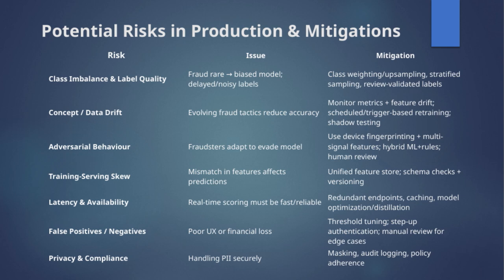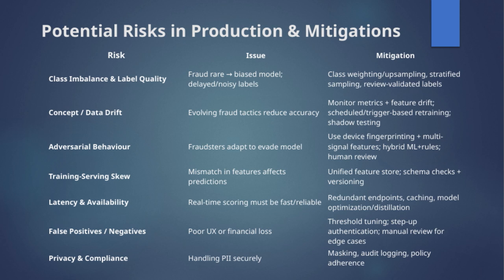Next, concept or data drift is a common challenge. Fraud tactics evolve over time, which can reduce our model's effectiveness. To combat this, we monitor key metrics and feature drift, and we perform scheduled or trigger-based retraining. Shadow testing also helps us validate updates without risking production.